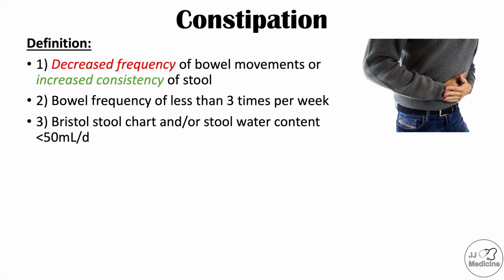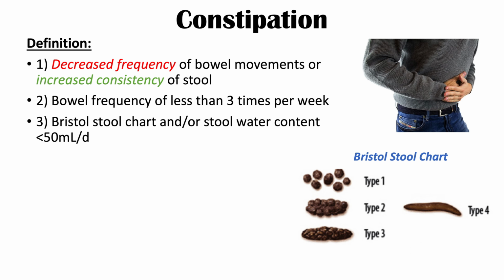And then another definition would be looking at the Bristol stool chart, which we're going to look at here in a moment, and or a stool water content consisting of less than 50 milliliters of fluid. So in looking at the Bristol stool chart, there are actually 7 different types of stool. Type 4 would be considered normal, and less than type 4 would be considered a constipation type of stool. So in the third definition, we can look at these types of stool in the Bristol stool chart to make the definition of constipation. And this can also be applied to definition 1, where there's an increased consistency of stool, which would also apply to these 3 types within the Bristol stool chart.